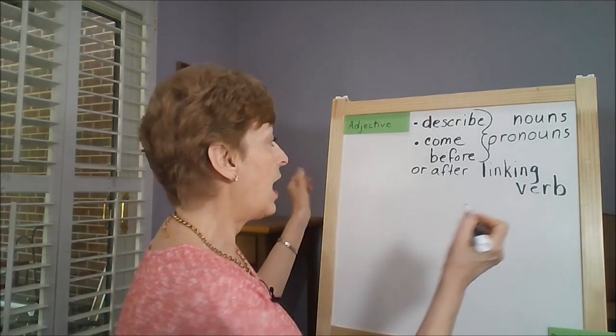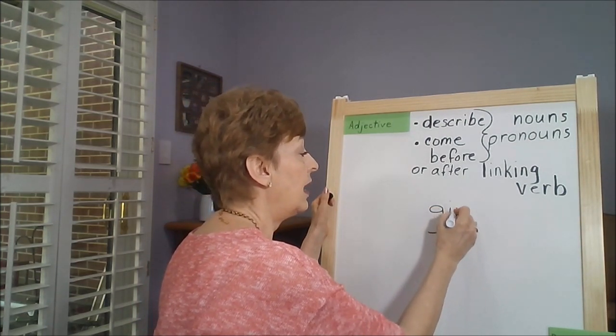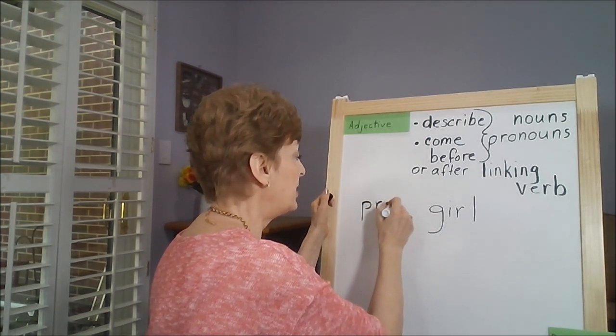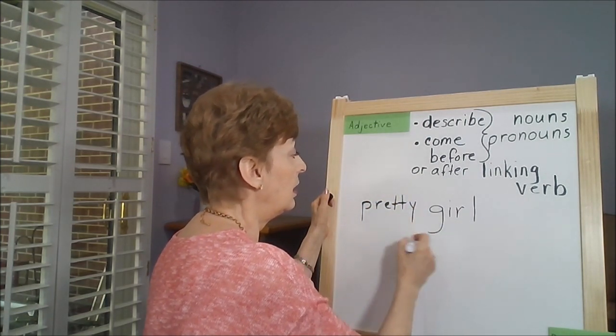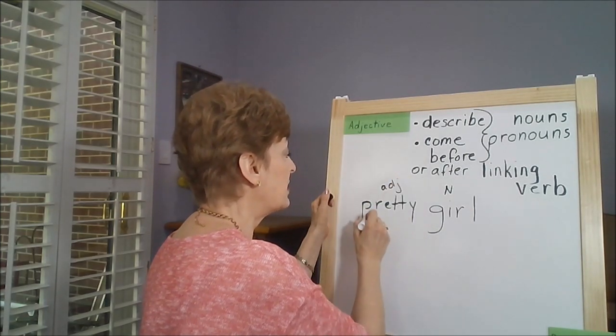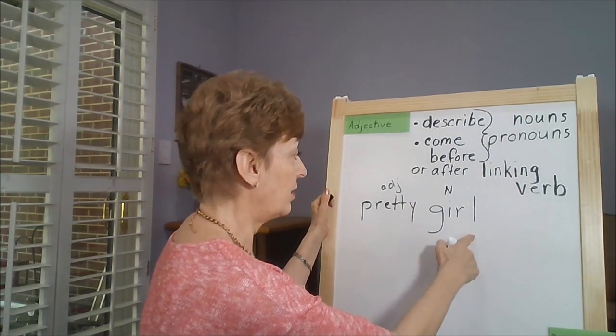For example, I could say, give a noun girl and call her a pretty girl. This is the noun. This is the adjective. Notice the adjective comes right before the noun describing her.